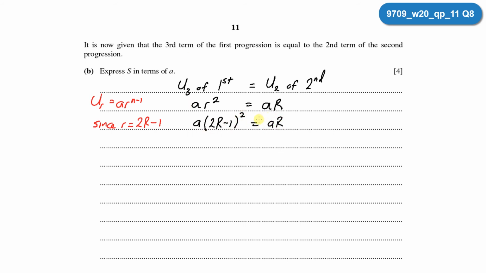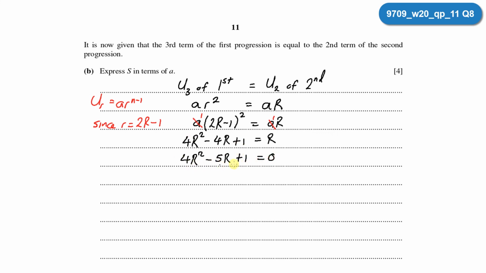You can see that a is appearing on both sides, so we can divide both sides by a. We're just left with 2R minus 1 squared, which I can now expand to give us 4R squared minus 4R plus 1, and that's going to be equal to R. I can subtract R from both sides, so we get 4R squared minus 5R plus 1 is equal to 0.